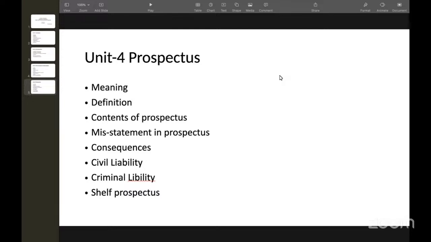Types of misstatements. There are 2 types. First is untrue statements, that is incorrect information about the company's operations, financials, or management. And second is omission of material facts: failure to disclose essential details that would influence an investor's decision. Next is consequences of misstatements. The consequences of misstatements in a prospectus are serious and can lead to civil and criminal liabilities for those responsible.